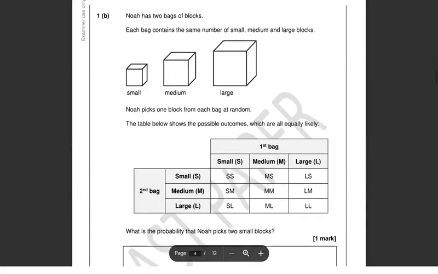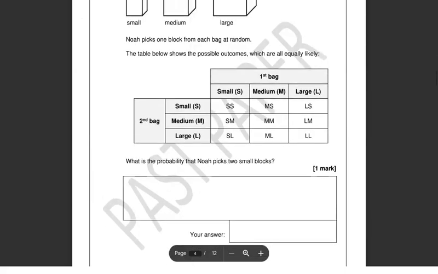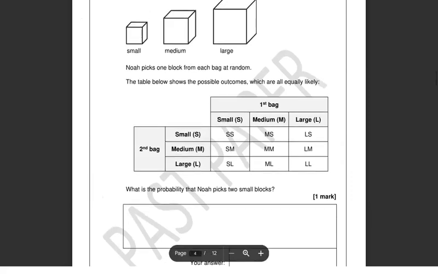So next one. Noah has 2 bags of blocks. Each bag contains the same number of small, medium, and large blocks. They've given you the expression here. So what is the probability that Noah picks 2 small blocks?